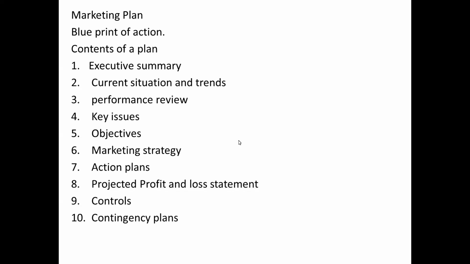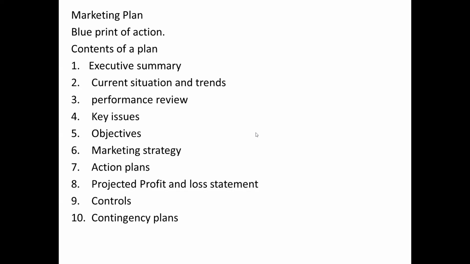plan. Each product level, that is product line, the brand, must develop a marketing plan for achieving its goals.